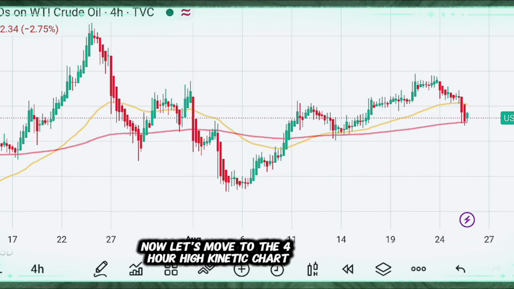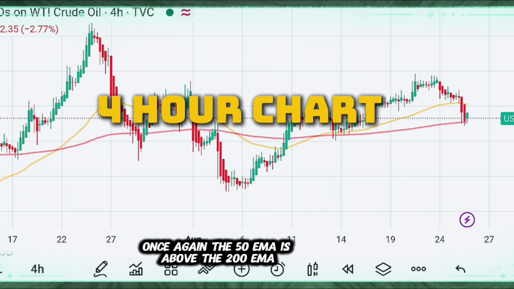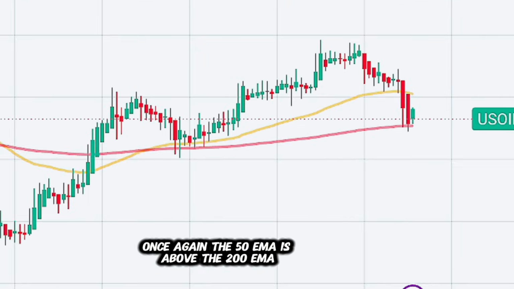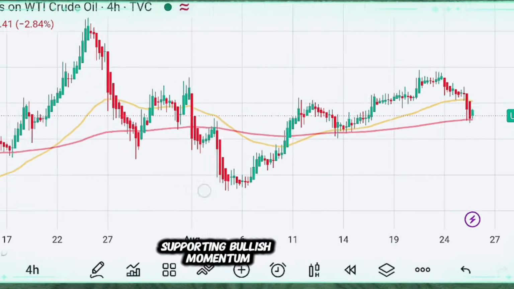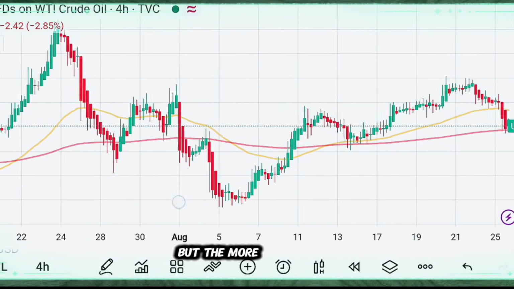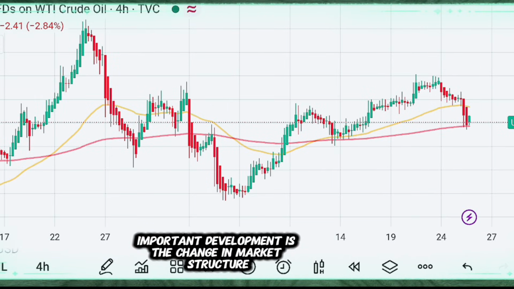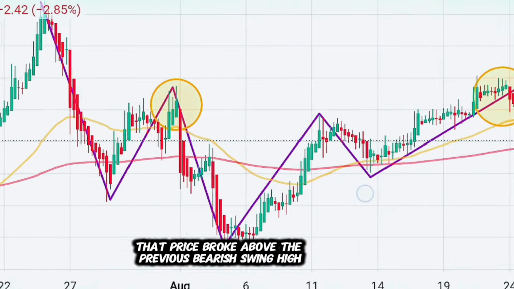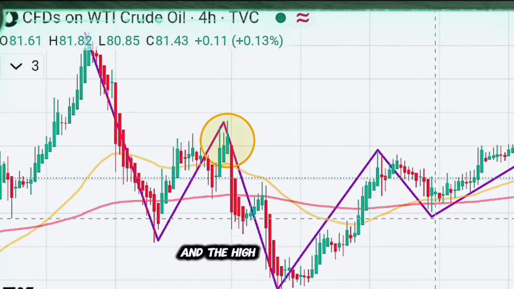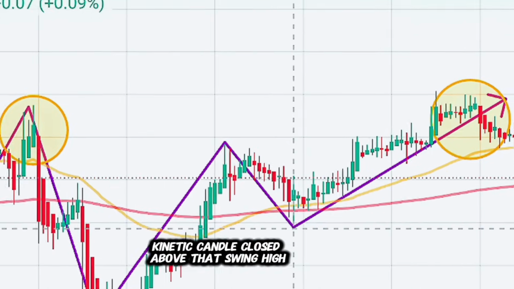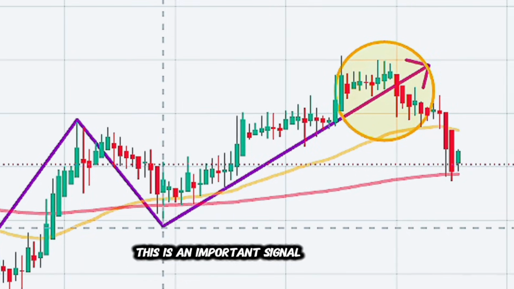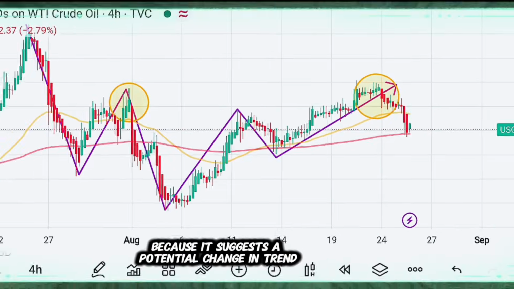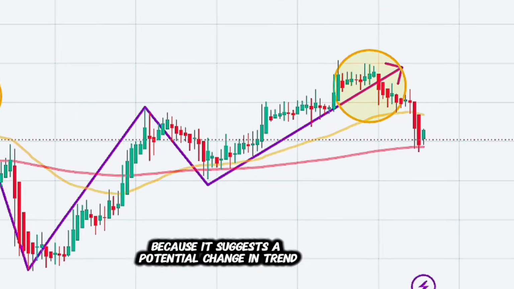Now let's move to the 4-hour Heikin Ashi chart. Once again, the 50 EMA is above the 200 EMA, supporting bullish momentum. But the more important development is the change in market structure. We can see that price broke above the previous bearish swing high and the Heikin Ashi candle closed above that swing high. This is an important signal because it suggests a potential change in trend.